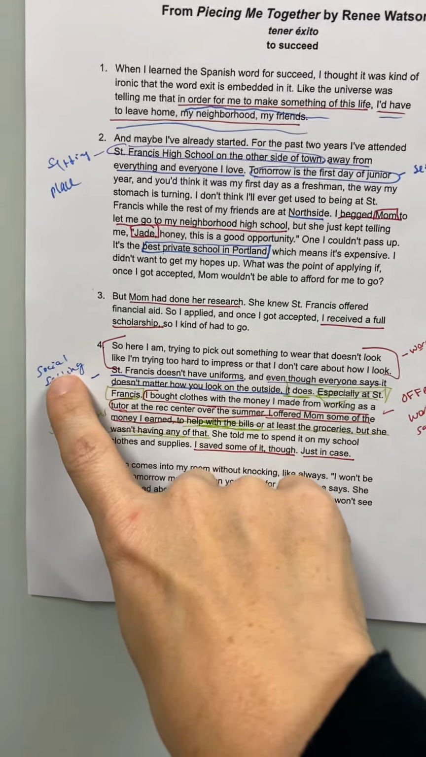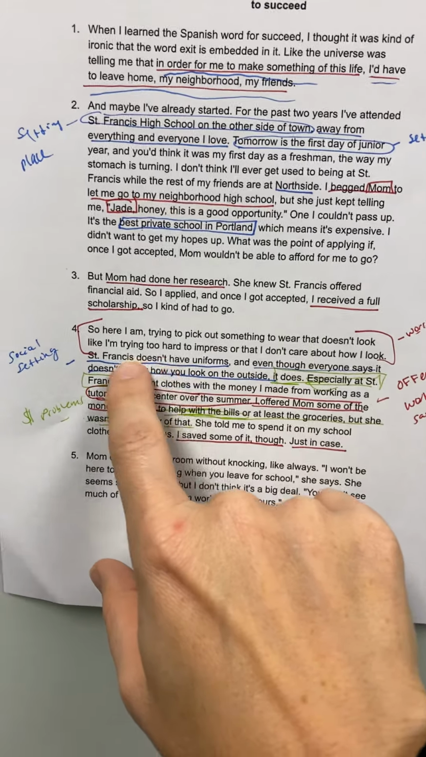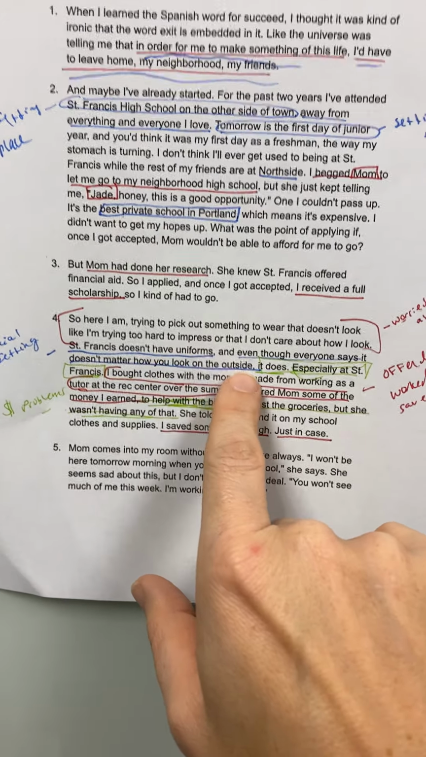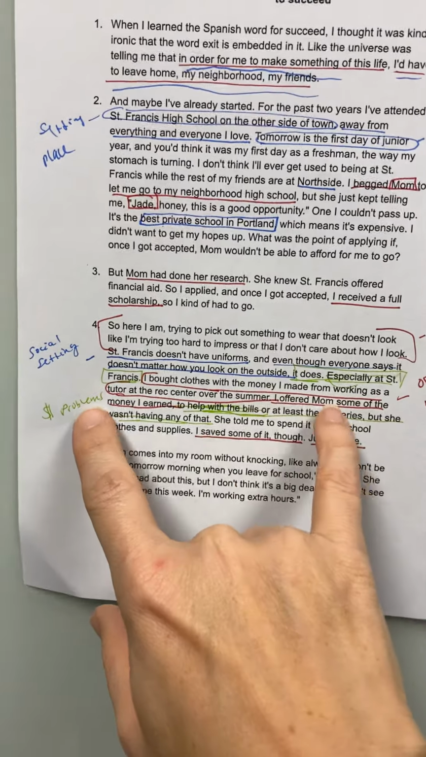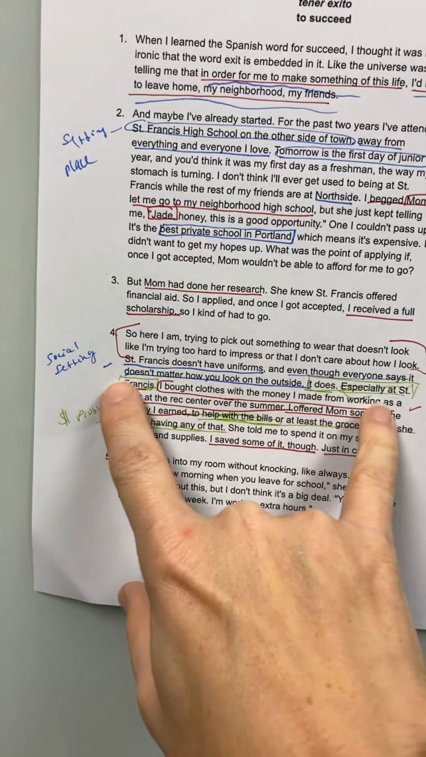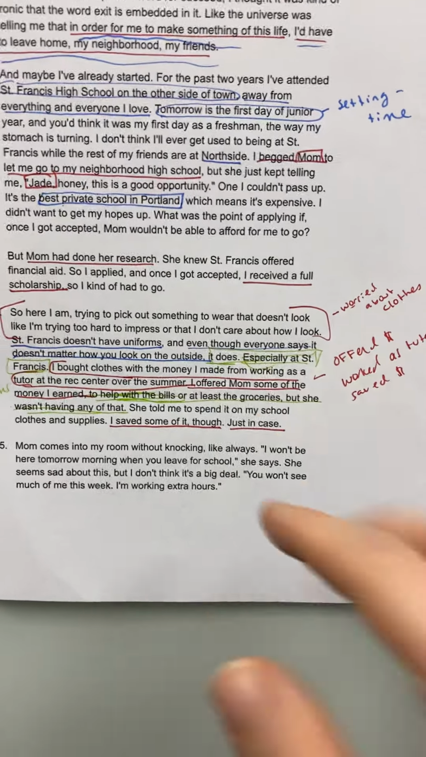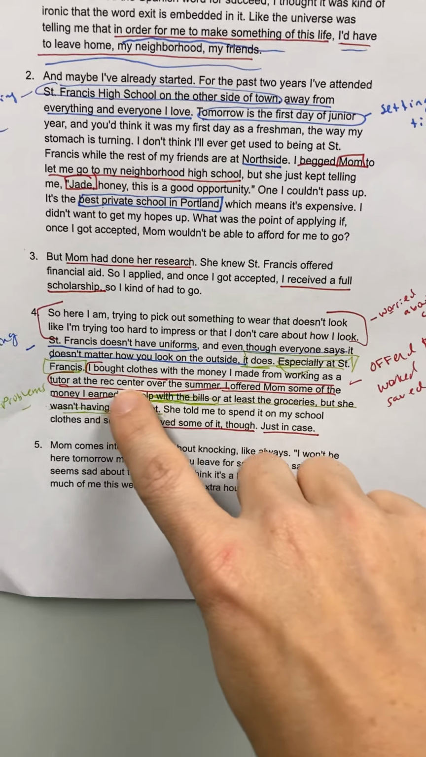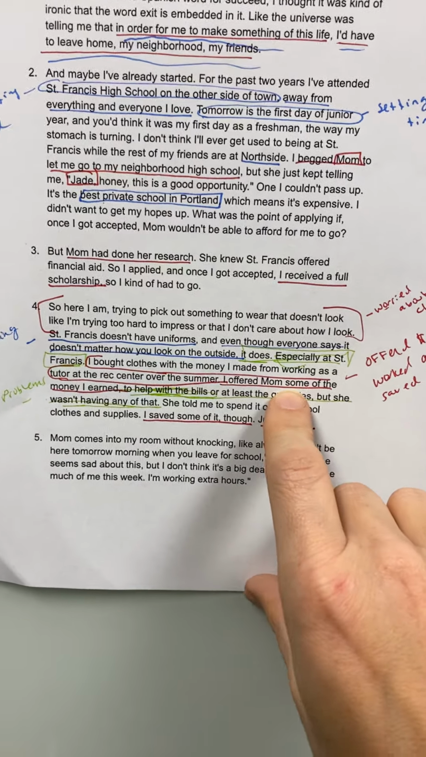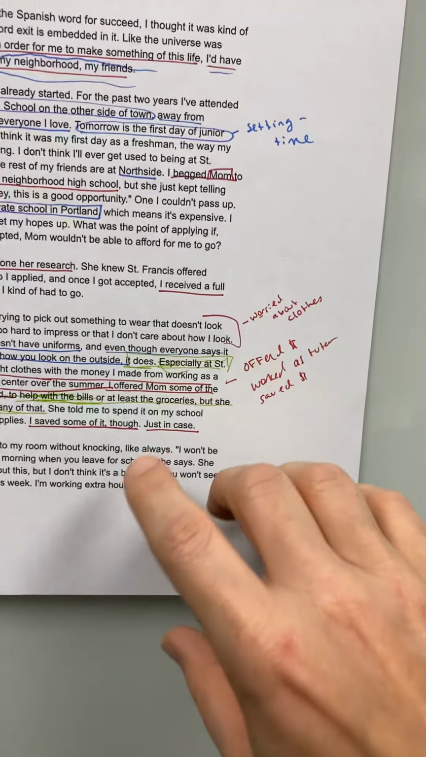I found out more about the social setting of St. Francis. It talks about how it really matters what you look like there. I coded that for problem as well as setting, because that seems like a problem if you don't have money, which is something we're getting from this passage, that she's working all summer, she's trying to help mom with the bills. If you don't have money, that's a problem if you're going to that kind of school.